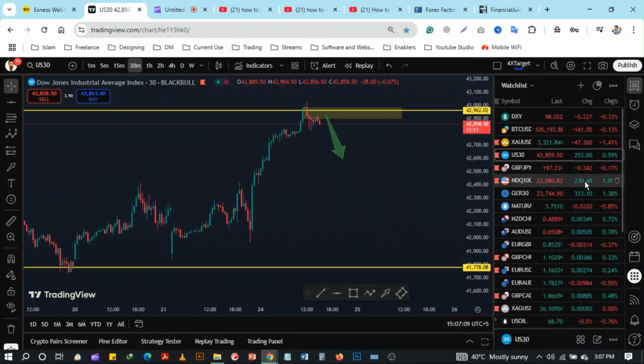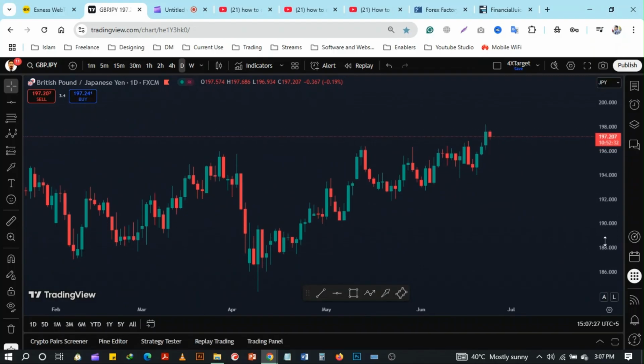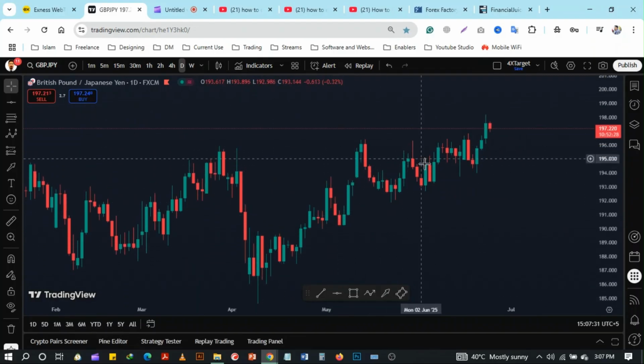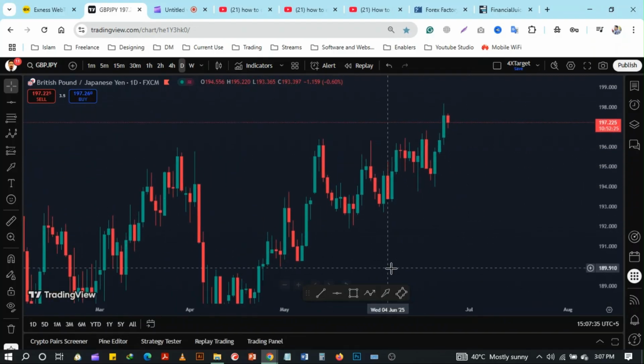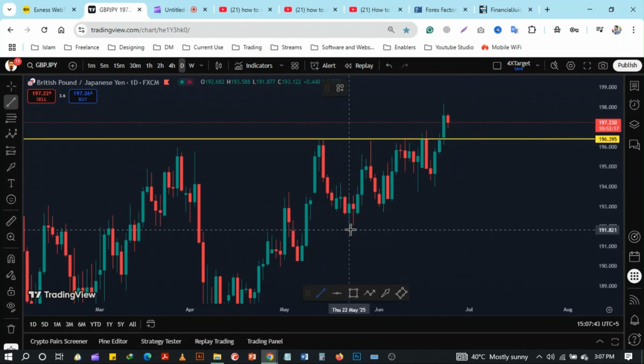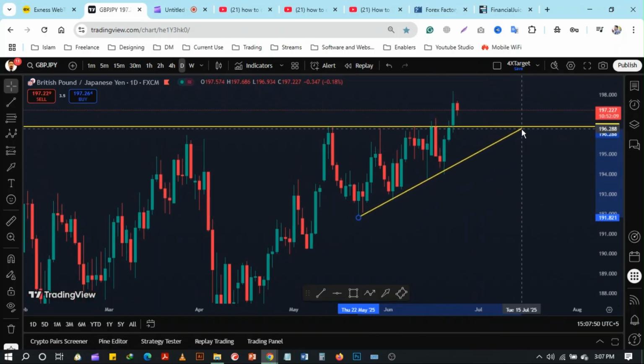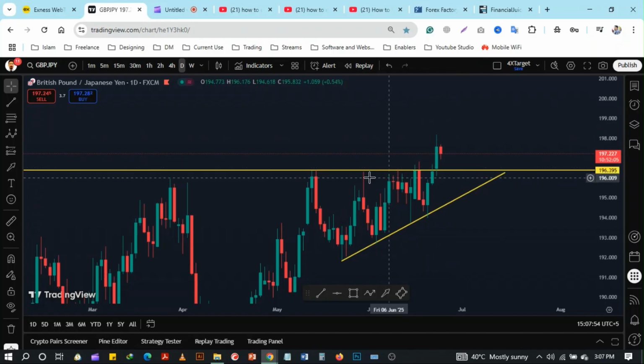Now let's move to the GbpJpy. As we can see, GbpJpy is currently in a strong uptrend, having recently broken above a key resistance level on the daily chart. This breakout is accompanied by the formation of an ascending triangle pattern, a classic bullish continuation pattern, which typically signals the potential for further upward movement.